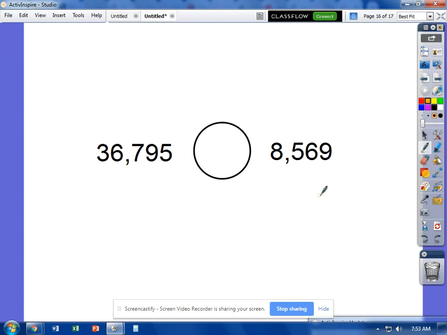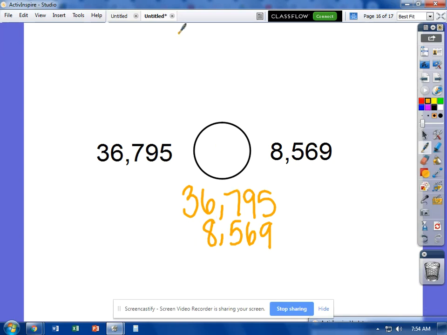For our next problem, we're just comparing 36,795 to 8,569. And once again, I'm going to start by lining them up. I'm going to start from my ones place and line up my 8,569. Okay, now I want to show you that we're missing a place value here.